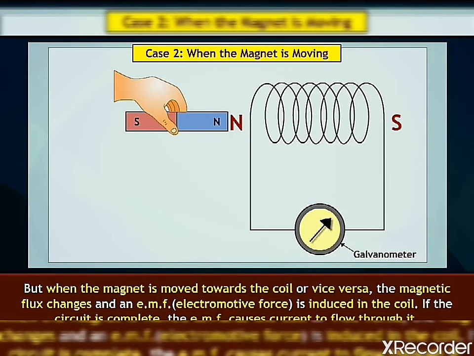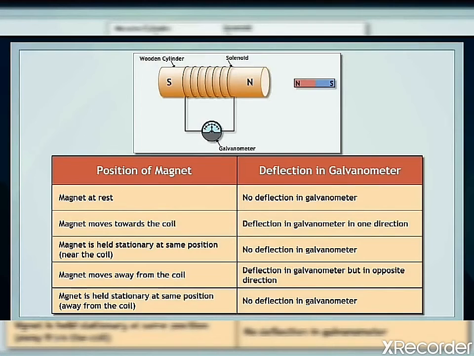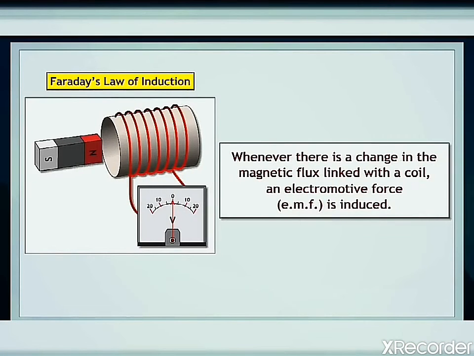But when the magnet is moved towards the coil or vice versa, the magnetic flux changes and an EMF is induced in the coil. If the circuit is complete, the EMF causes current to flow through it. This is self-explanatory, as we can see the arrows showing the flow of electric current. Now this table simply shows a summary of the position of the magnet and the deflection of the galvanometer, which in itself demonstrates that when the magnet is at rest, no deflection is observed, meaning no current is induced.